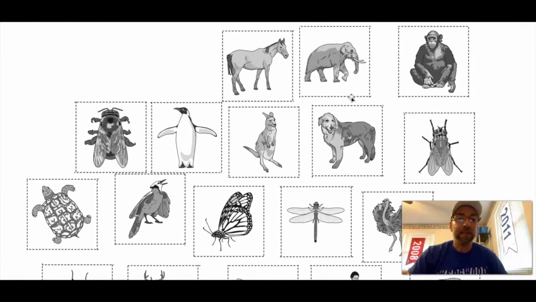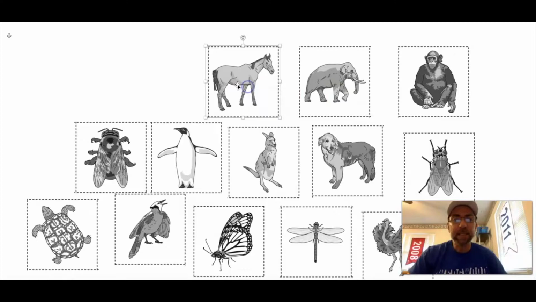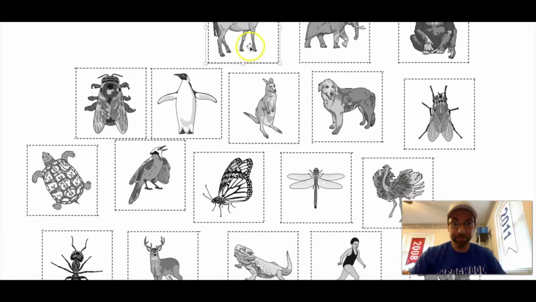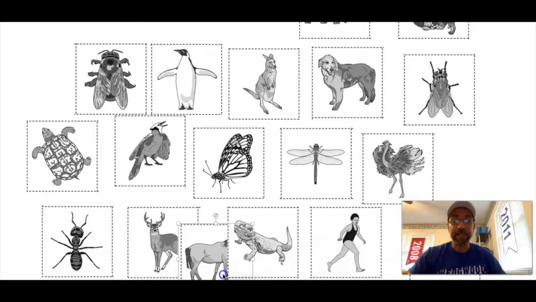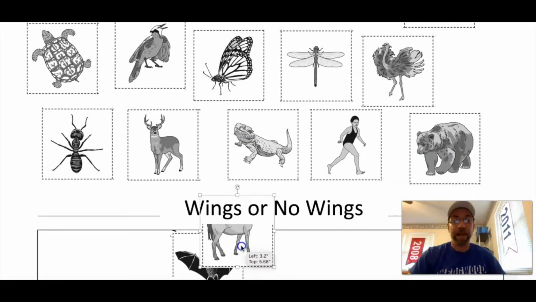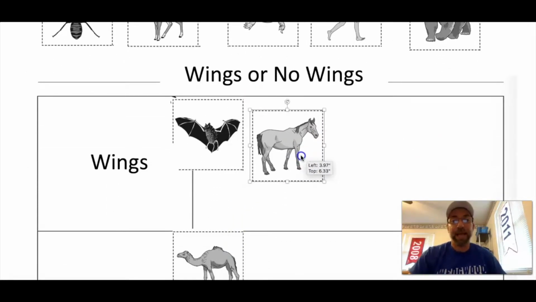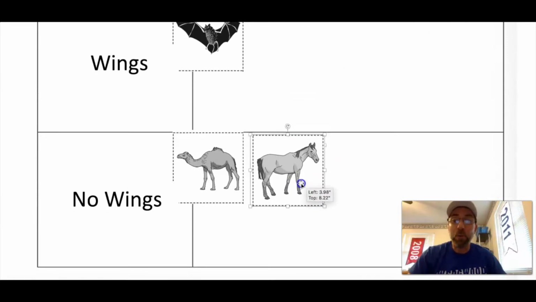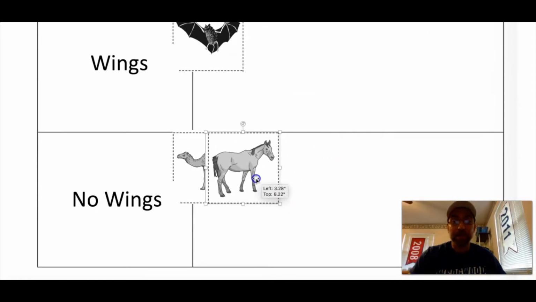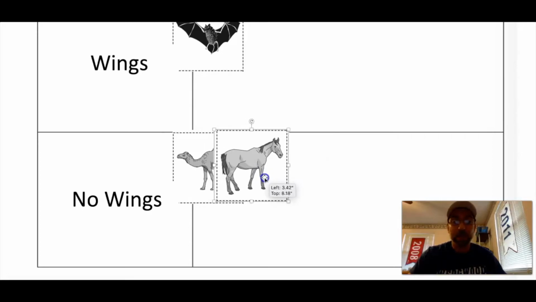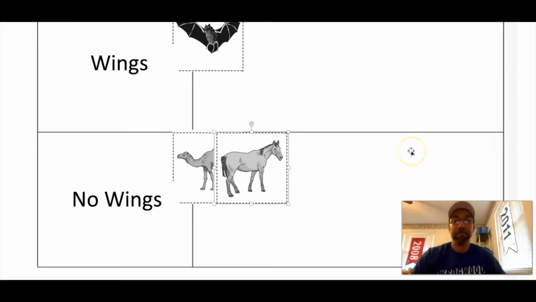Our next card is this one here, a horse. Does my horse have wings or no wings? Well, this time, my horse has no wings. So I'm going to put my horse where the no wings are.